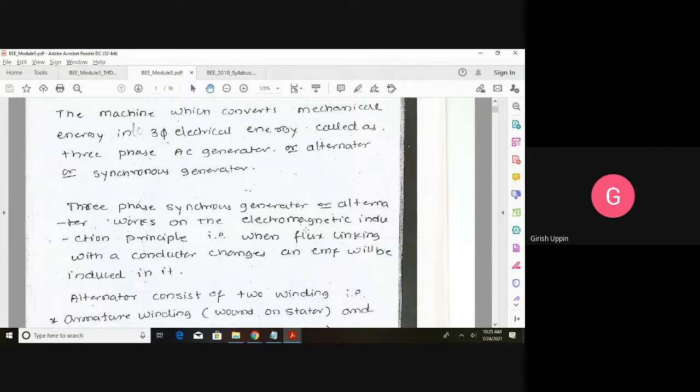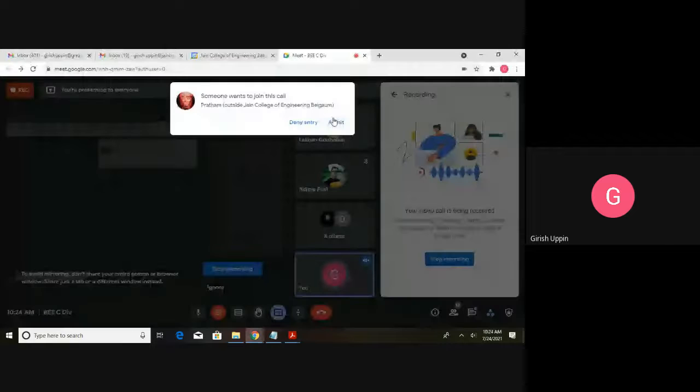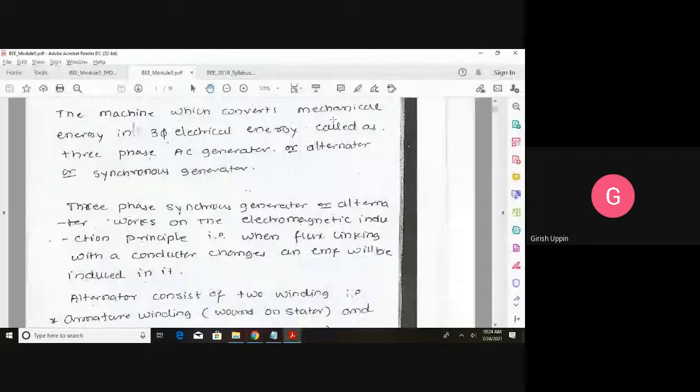And the motor works on this principle: whenever a current carrying conductor is placed in a magnetic field, it experiences a force. That is the principle of operation of a motor. I will repeat: whenever a current carrying conductor is placed in a magnetic field, it experiences a force.